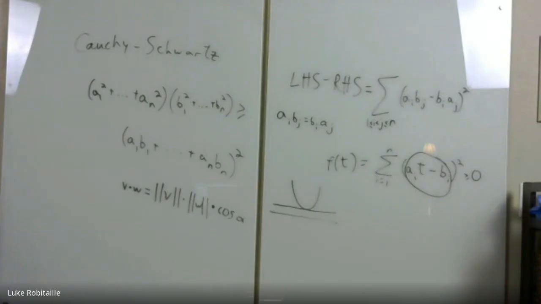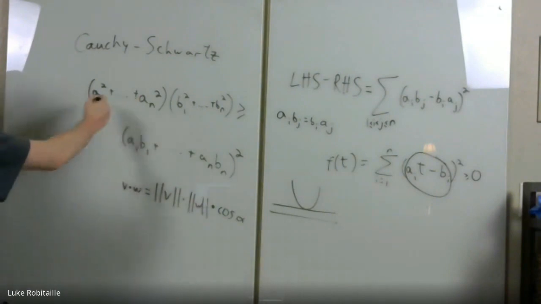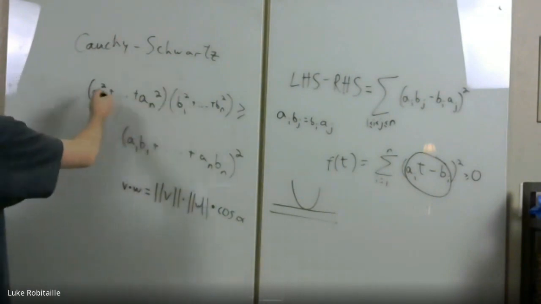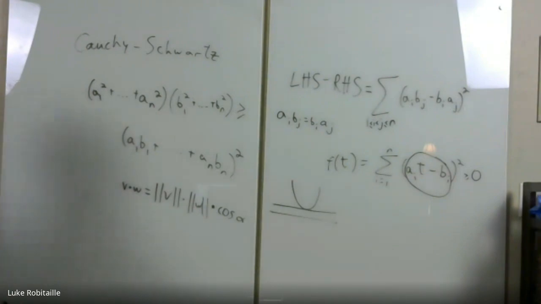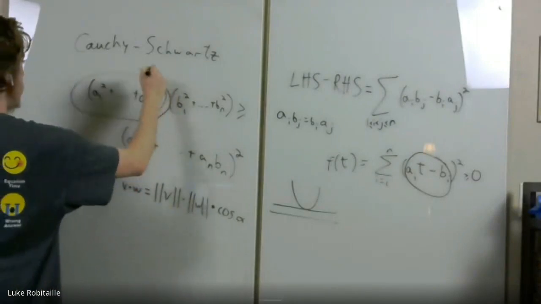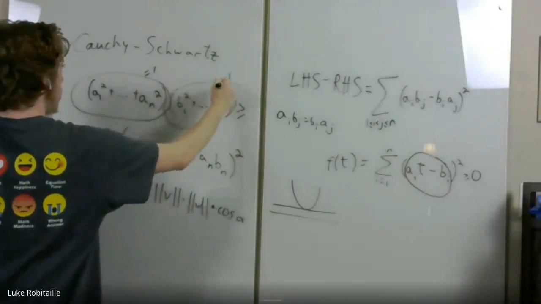It's homogeneous in the a_i: if you scale them, this scales quadratically, and this scales quadratically, and similarly in the b_i. So if the a_i are not all 0 and the b_i are not all 0, which we'll assume, otherwise it would be trivial, let's scale so that the sum of the a_i squared is 1 and the sum of the b_i squared is 1.